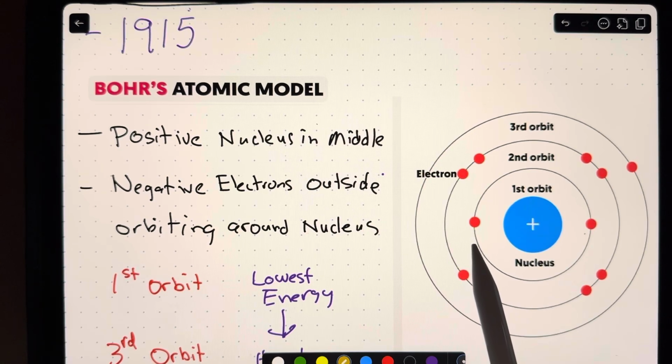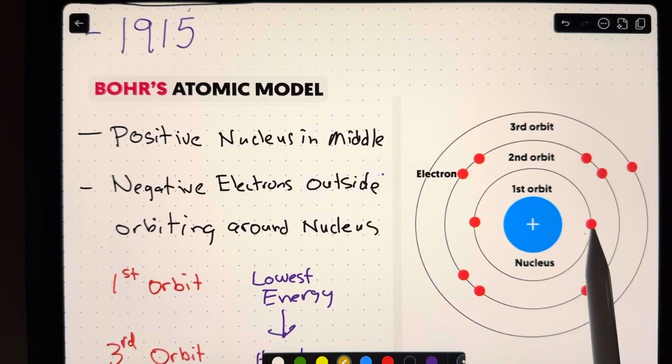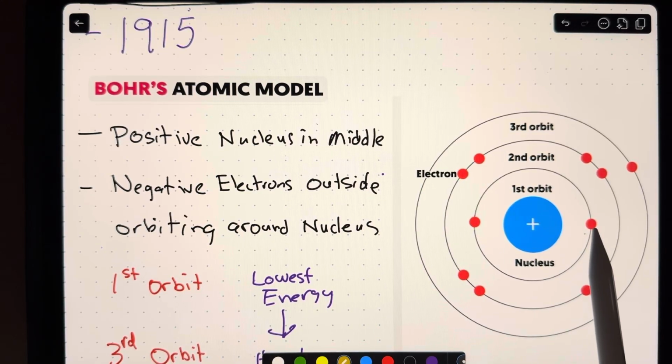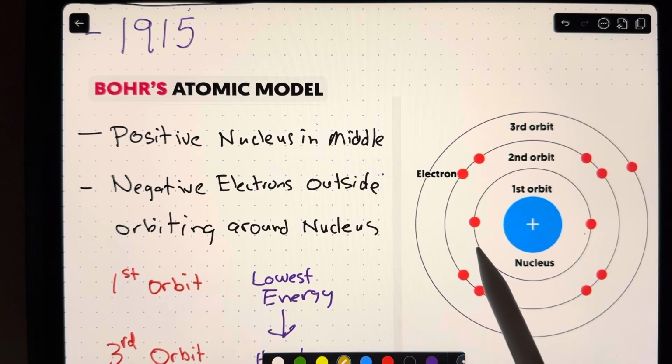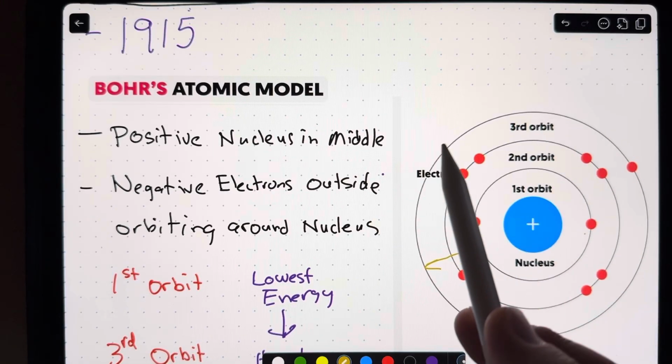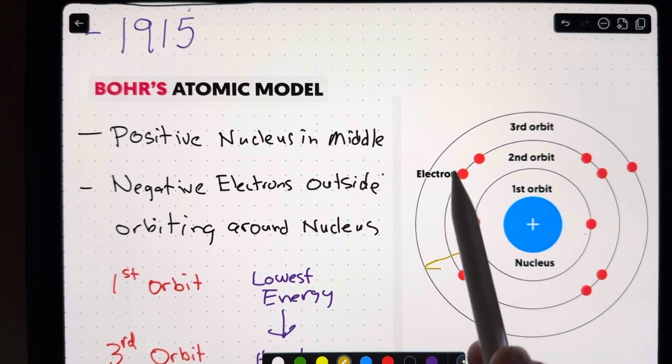Okay, the first orbit only has enough energy to hold 2 electrons. So this is the lowest energy orbit. Think of it as a small shelf that only has enough room for 2 electrons. So it's low energy, it can only hold 2. And then the higher you go, the more energy is available and it can hold more electrons. So if you made a guess, this third orbit is going to be able to hold more electrons than the second orbit.